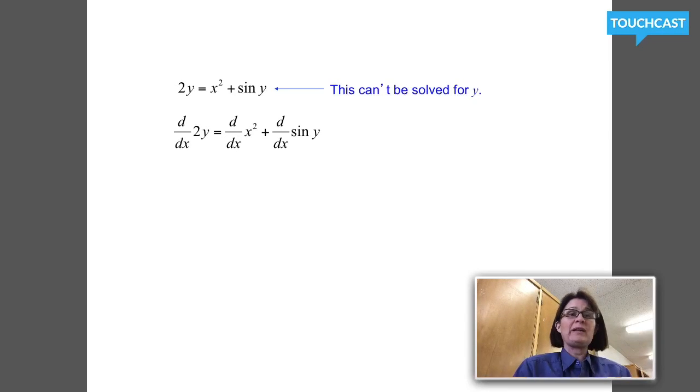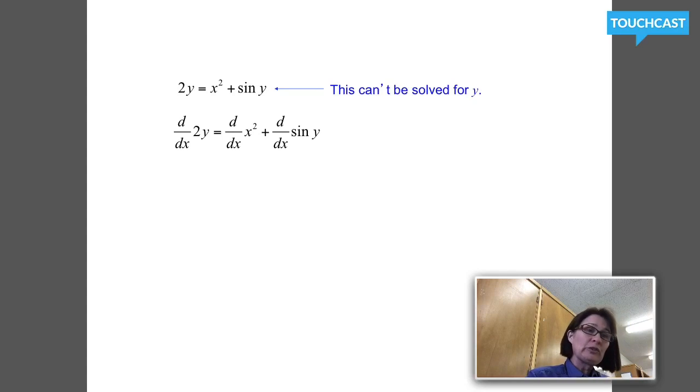Here's another equation that describes a curve in the plane. We might like to find the slope of that curve, which we would call dy/dx. But this is not a function, y explicitly defined as a function of x. I don't have y isolated on one side. And in fact, if you tried to do the algebra to isolate y, you'd break. You can't do it. y can't be isolated.